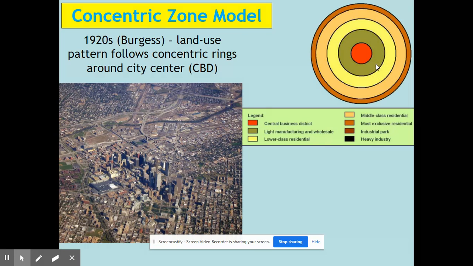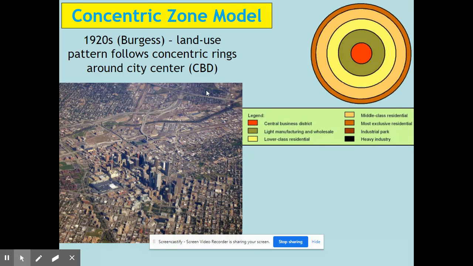Now, where are the rich people living? Well, a little bit out of the city. So middle class residential is on the outer edges, and then the most exclusive residential is on the outer. So where would be the super industrial parks or heavy industry, the places that you don't want to live near because of the noise and the pollution? That's going to be even beyond these concentric zones.